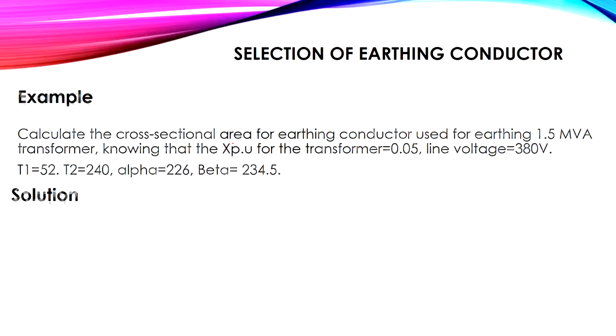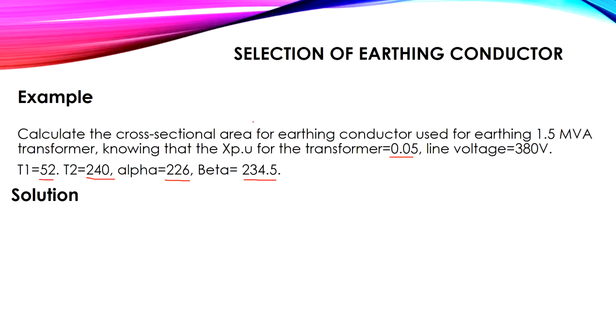As an example, calculate the cross-sectional area for an earthing conductor used for earthing a 1.5 megavolt ampere transformer. We have the X per unit for the transformer, 0.05 per unit. We have the line voltage, 380 volt. The initial temperature is 52 Celsius, the final temperature is 240, the alpha or large K is 226, and beta is 234.5. Now we would like to find the area.